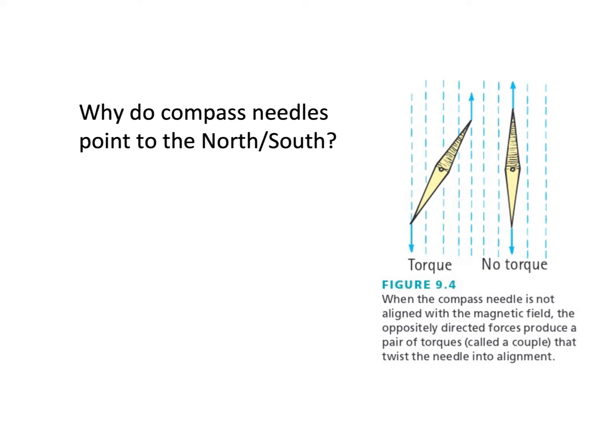So why do compass needles line up with the magnetic field lines? They line up along the field lines to point in the north and south direction, but why is that?